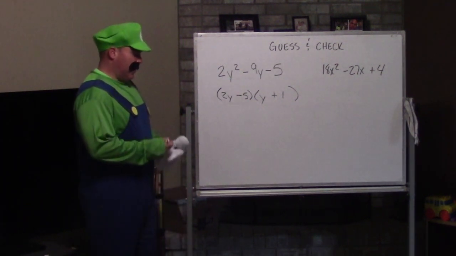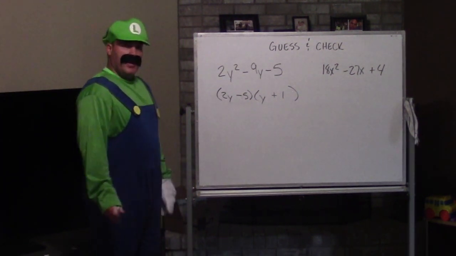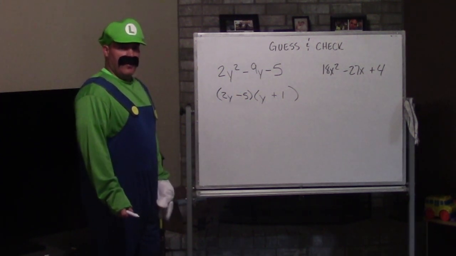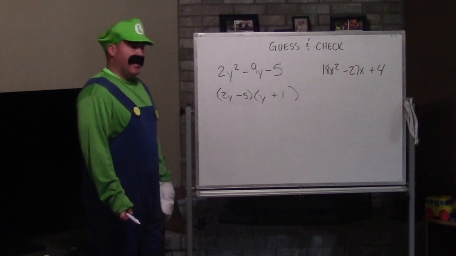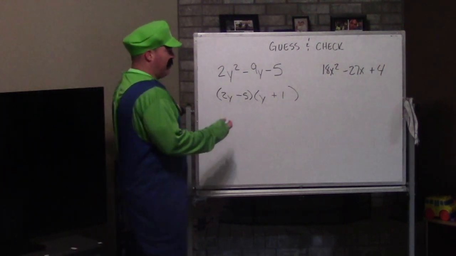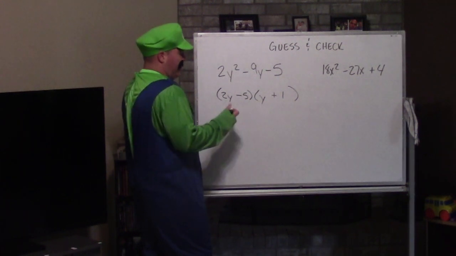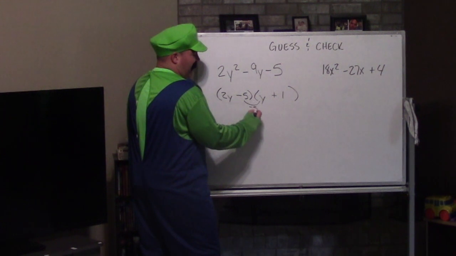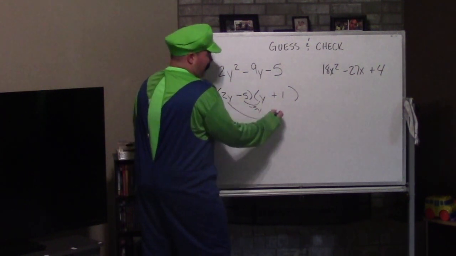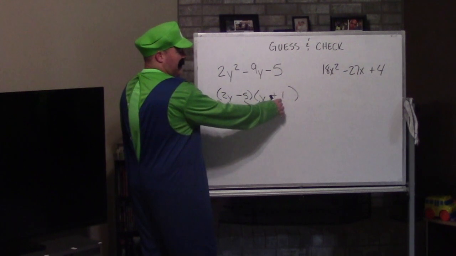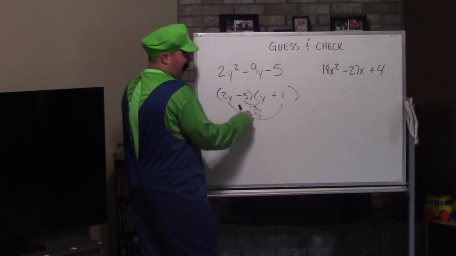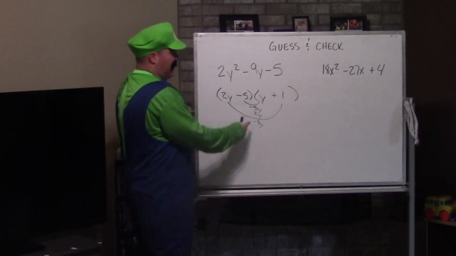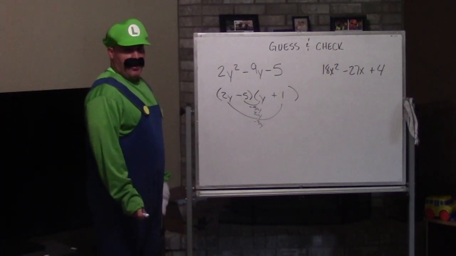Well, if that's plus 1, then when I'm checking it, I'm going to check the loops. Miss Walker's going to tell you this over and over again. This is how she likes for you to do it. So when she says check the loops, just like we talked about the other day, that is the inside loop, negative 5 times y is negative 5y, and the outside loop, 2y times 1 is 2y. Well, negative 5 and positive 2 is going to make negative 3y. So that means this way is wrong.